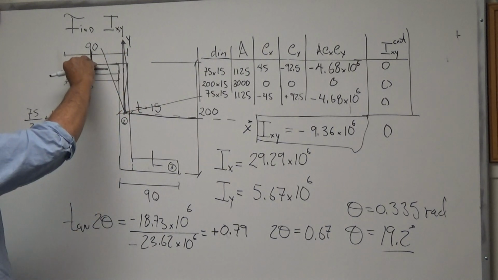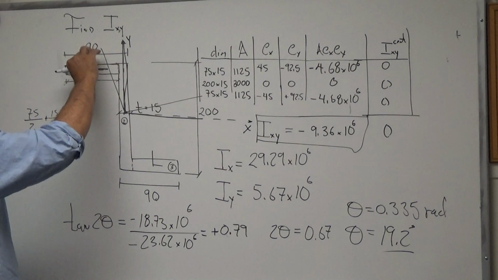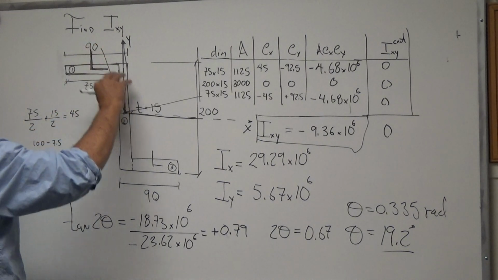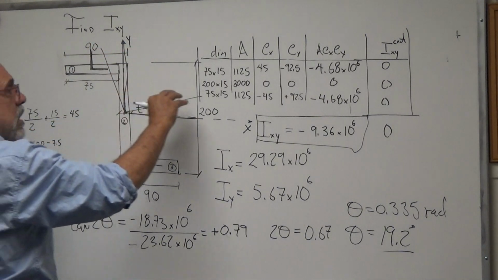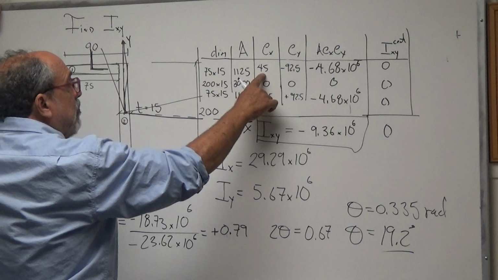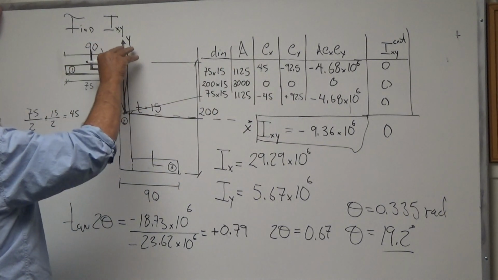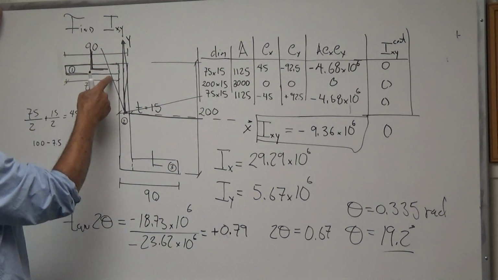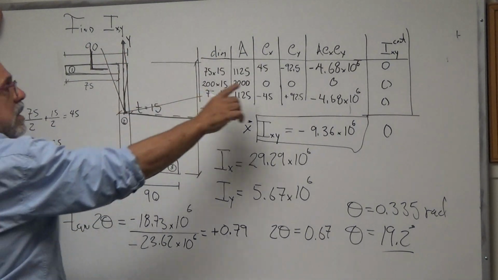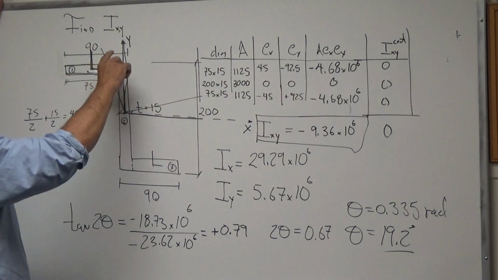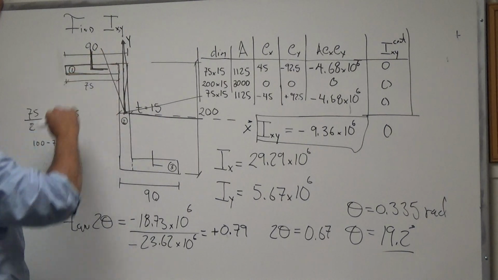So I have to take this area and multiply it times the two shifts. What are the shifts I need to make this go to here? I need to slide it to the right, and I need to slide it down. Therefore, I need to slide it to the right 45. You can calculate half of 75 plus half of 15. And I need to slide it down 92.5. Because this is 100 and I got to take 7.5 off.